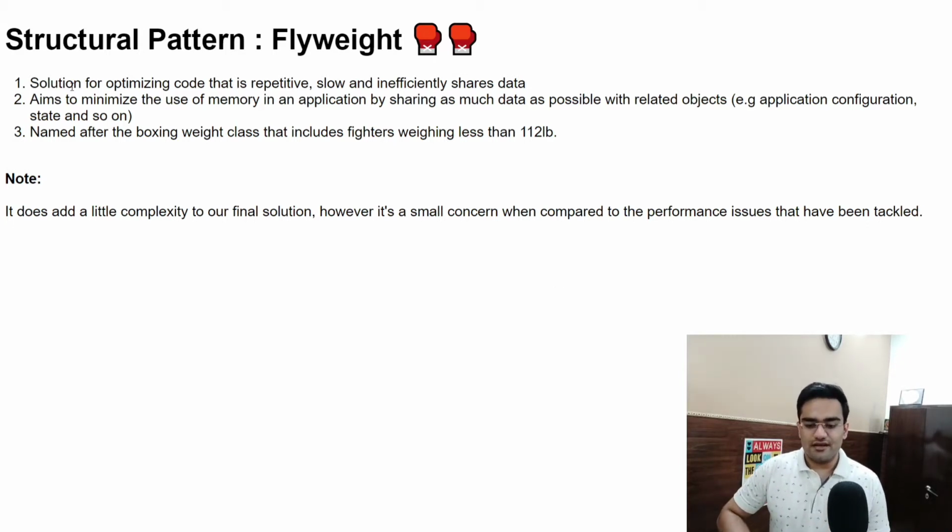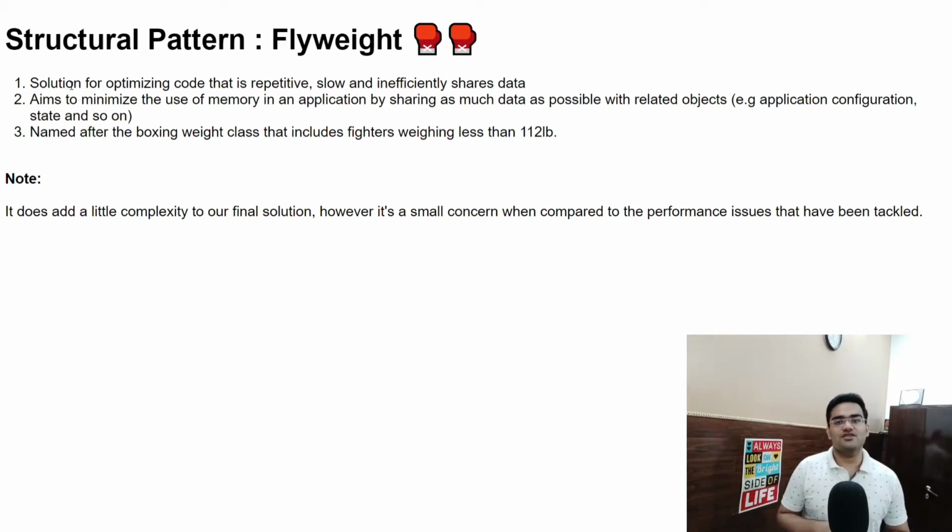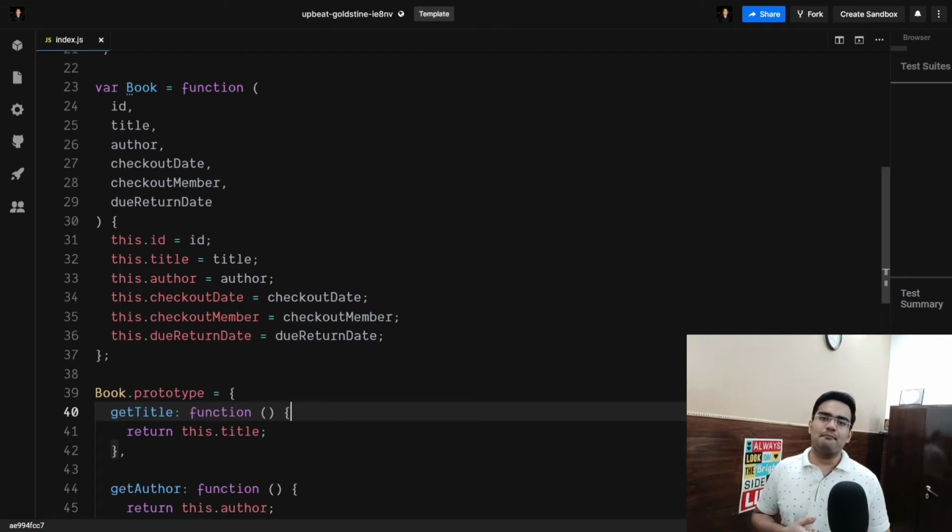It's a solution when you want to optimize your code that is repetitive, slow, and inefficiently shares data. It aims to minimize the use of memory in your application by sharing data as much as possible. That shared data could be your application configuration, your application state, and other shareable things. One thing to note is that implementing the flyweight pattern does add a teeny bit of complexity to your code, but with the performance breakthroughs it might bring to your application, I think it's a small concern. Now let's move on to a code example to see how you can refactor your existing application to use the flyweight pattern.